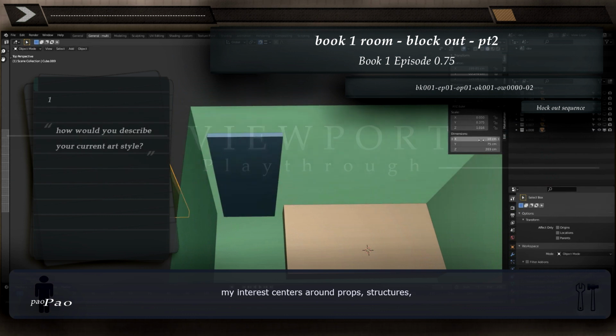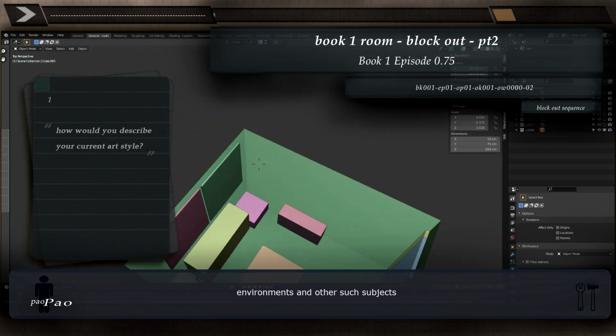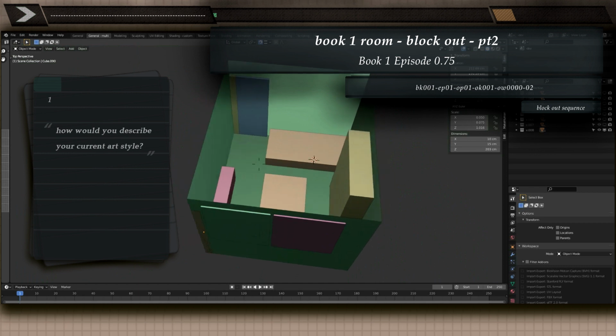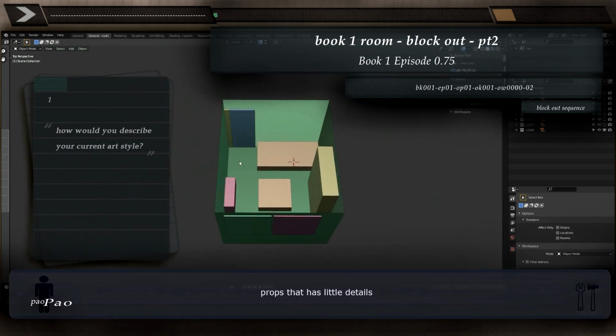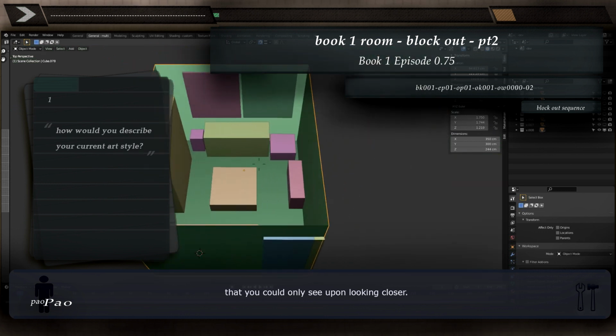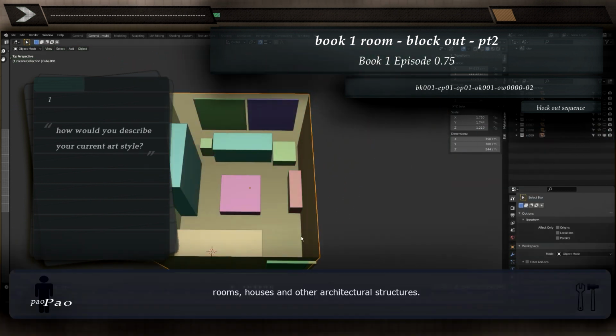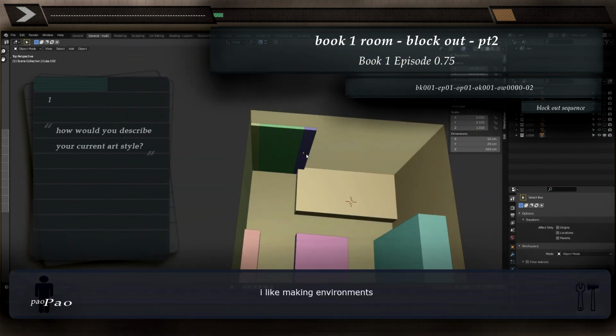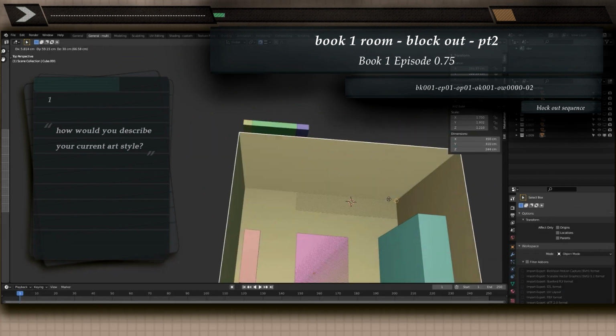My interest centers around props, structures, environments, and other such subjects. Props that have little details that you could only see upon looking closer. Rooms, houses, and other architectural structures. I like making environments that you could explore and be in at all.